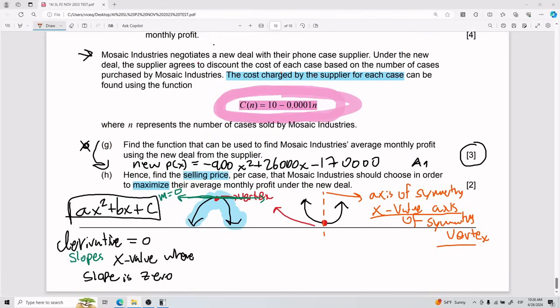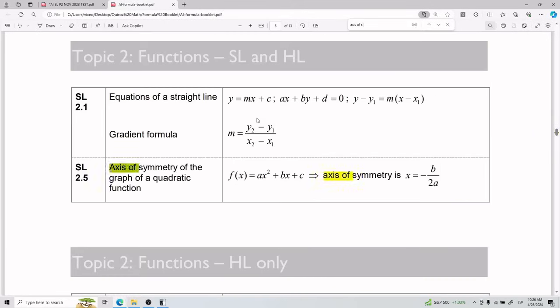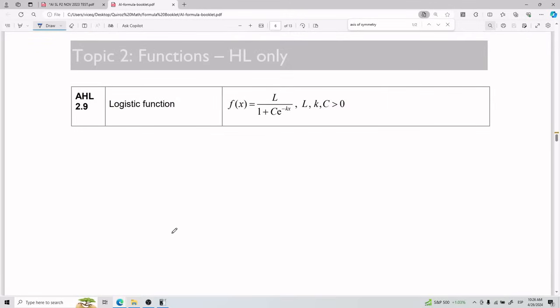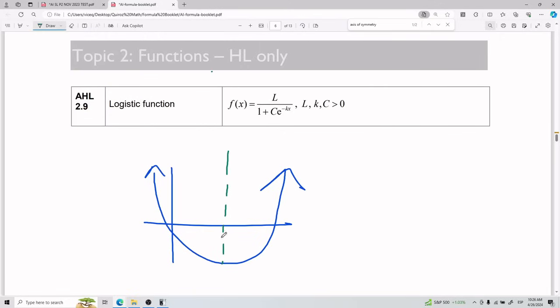Or just stay for this first one. So in your formula booklet, you can look up the axis of symmetry. Again, it's what cuts your parabola in half. The cool thing about parabolas is that they are perfectly symmetrical. That is why you have an axis of symmetry. So for example, the distance from here to here is the same as the distance from here to here. Exactly the same.